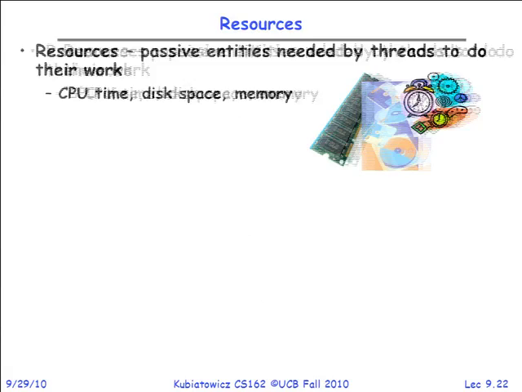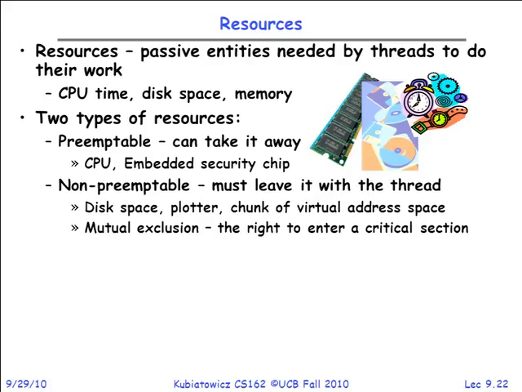So let's switch gears now and ask ourselves, what's a resource? Resources are things that threads need to do work. Examples are CPU time, disk space, memory, etc. There are two types of resources: preemptible and non-preemptible. What do I mean by that? Preemptible is a resource that you can take away. For instance, I can take the CPU away from a thread, and the worst that will happen is that the thread won't make forward progress.